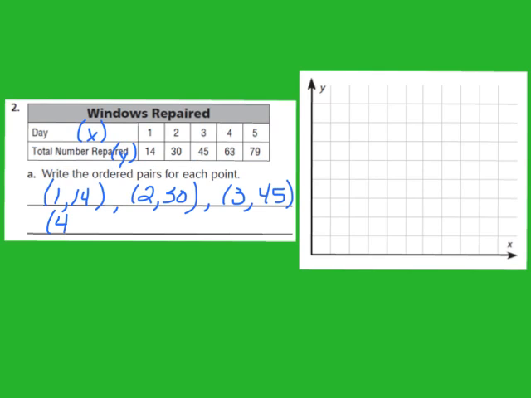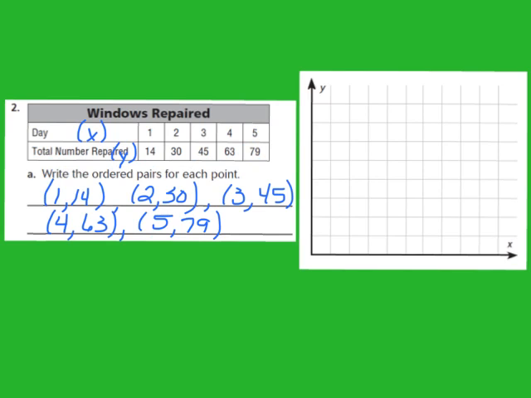So the 4 represents once again the number of days, and the 63 represents how many windows were repaired after day 4. Now take a look at our last set of data here. We have 5 and 79. So we're going to make that our last set of ordered pairs. So I'm going to write down 5 as the x-coordinate and 79 as the y-coordinate. And once again, that represents day 5. So after day 5, there were 79 windows that were repaired.